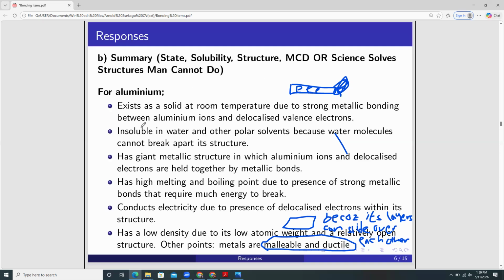So what are other properties apart from these ones? We have exists as a solid at room temperature, insoluble in water, giant metallic structure, high melting and boiling points, conduct electricity, malleable and ductile. Then which other one? Also conduct heat due to presence of mobile electrons, which gain heat energy when heat is applied on one end of the metal. That is for aluminium. Then which other one? Allow me first to stop here.